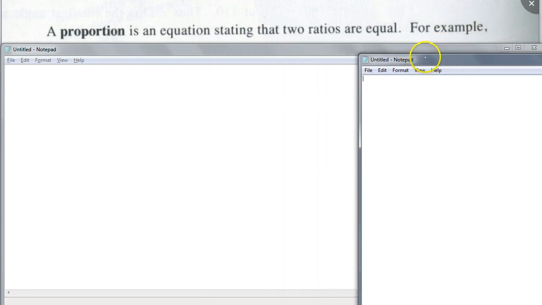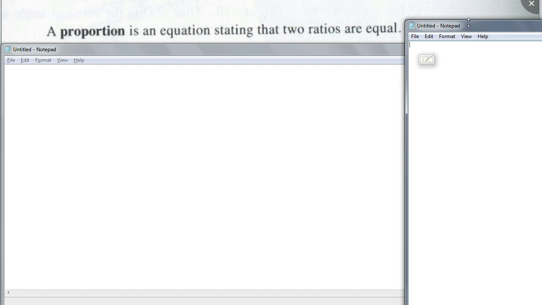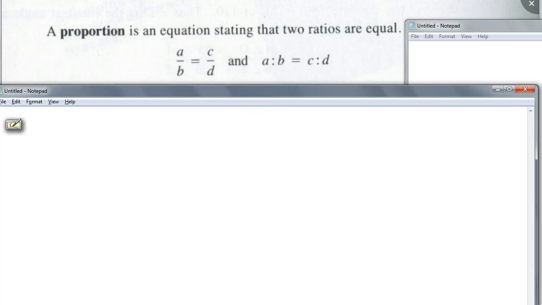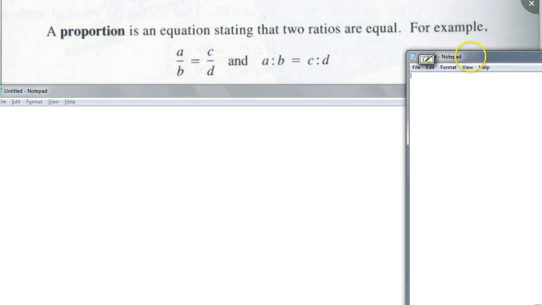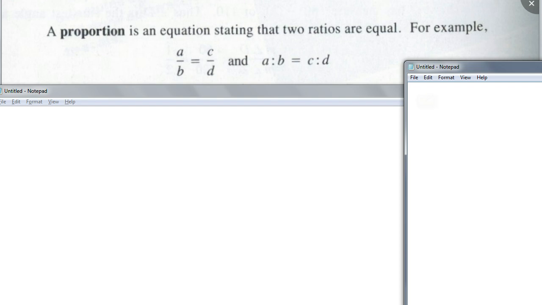It's stating that 2 ratios are equal. So when you have 2 ratios equal to each other, that's an equation, isn't it? Because a ratio is an expression. So if you have an expression equal to another expression, that's an equation. But this is a special equation where you have a ratio equal to another ratio. Here's an example: A over B equals C over D. You could also write this as A to B equals C to D. Go ahead and write this down. So that's what a proportion is.